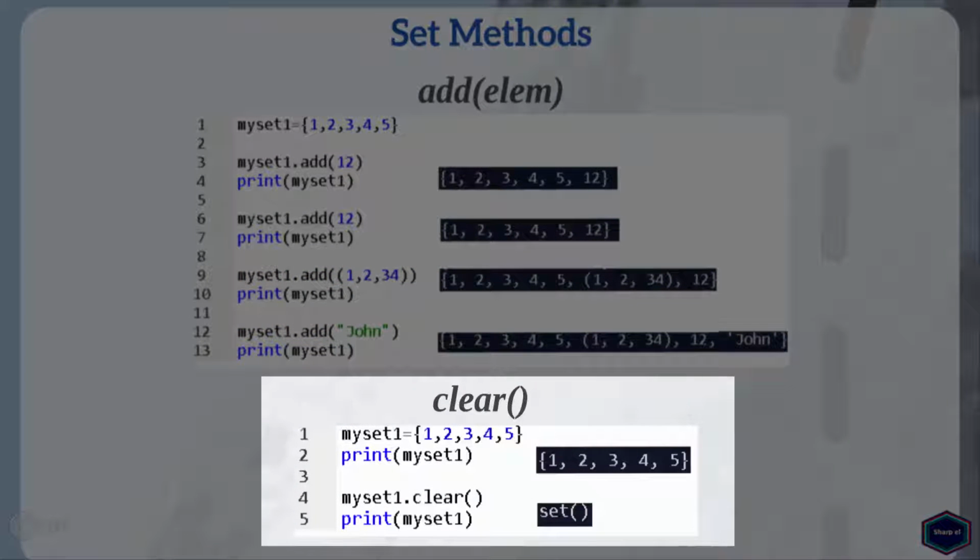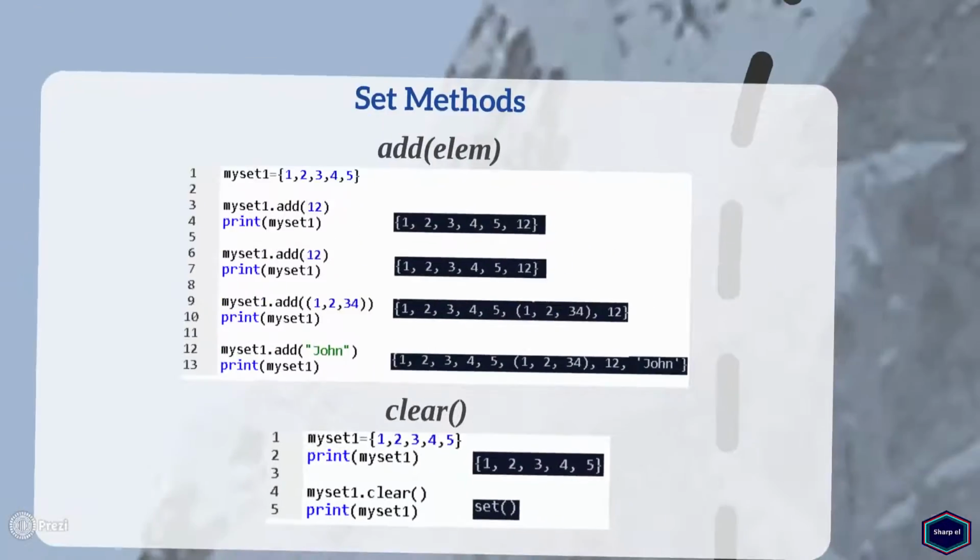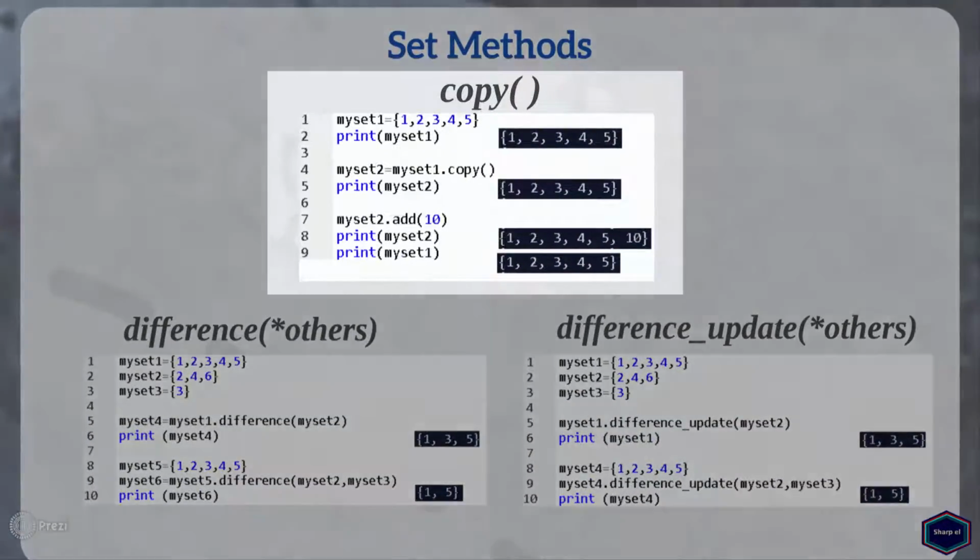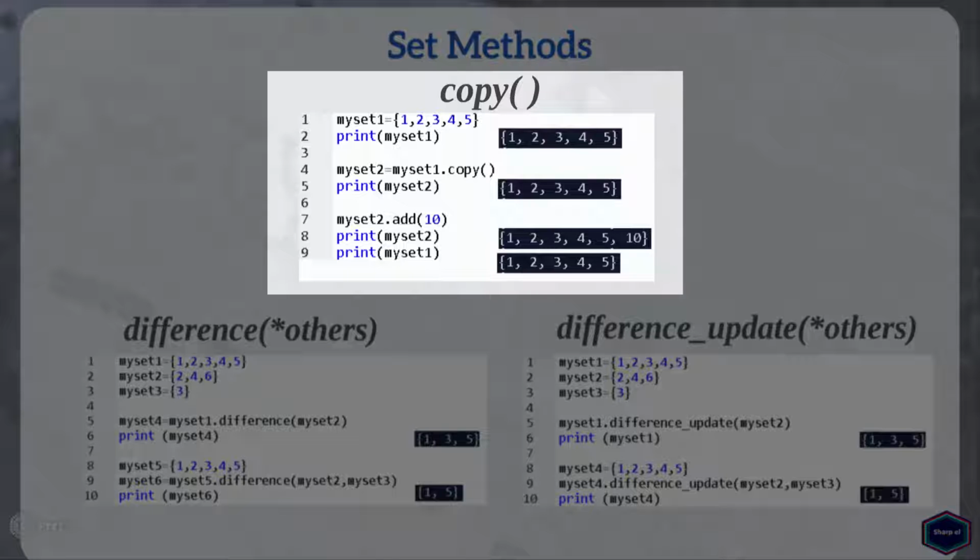The clear method is very simple and it removes all the data from the set. The copy method creates a new set by making a shallow copy of the original set, as shown in this example.